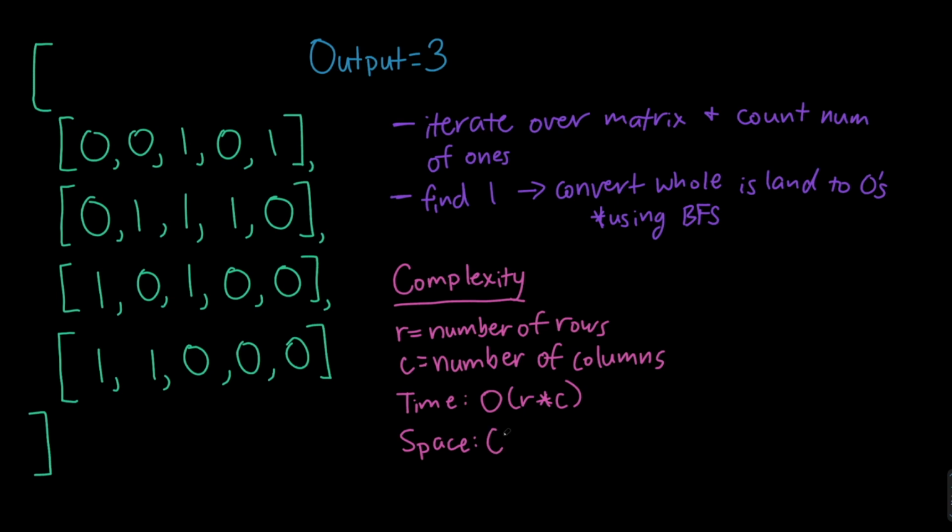The space complexity is a bit difficult to see. So it's actually going to be the max of R and C. And let me show you why. So see, we're not tracking any visited information, right? We are, but we're using the input matrix to do that. So we don't have an extra array or something that would use space.